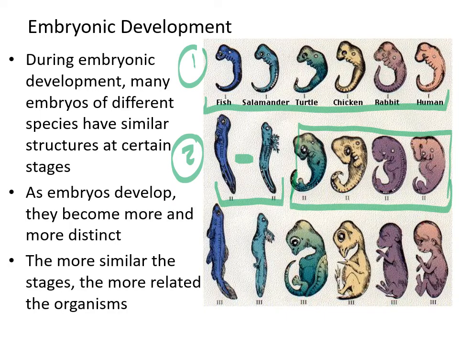As embryos develop, they become more and more distinct, but looking earlier in the development, you can see those relationships. The more similar the stages are, the more closely related they are. So if we look at, let's say, a rabbit and a human, even at later stages of development they tend to be fairly similar. You can definitely tell the turtle and the chicken apart, but the rabbit and the human, even later in development, are more similar, so we can conclude that they're more closely related.